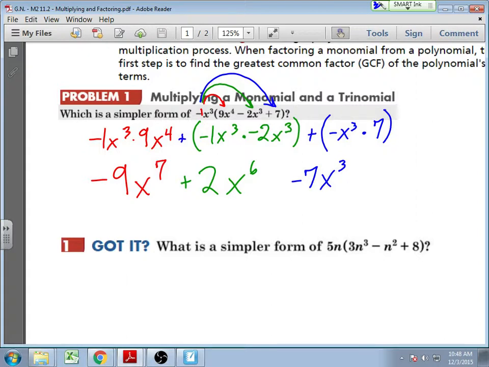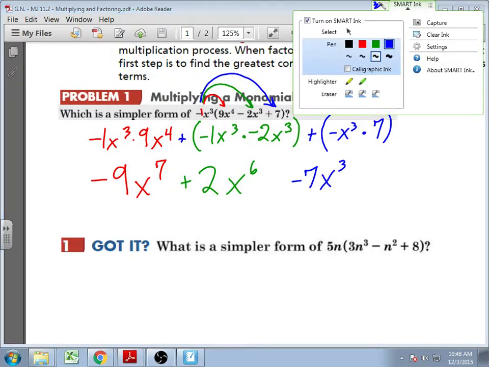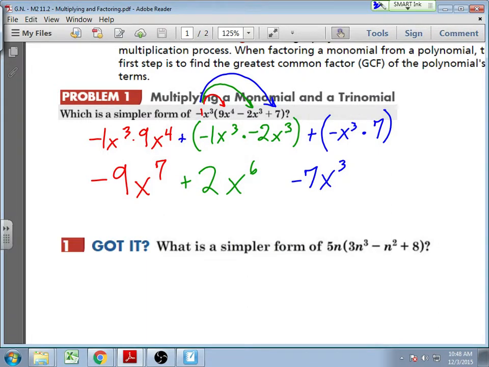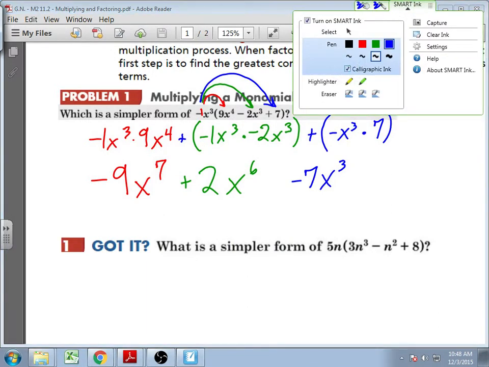Make sense? Try the got it on your own. Be careful of signs and powers. That's where the most common mistakes come in, dealing with the signs or the powers.